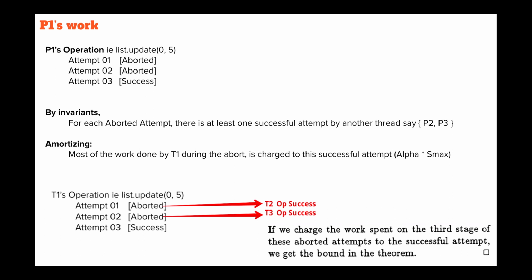So let's convert the operation into a series of attempts. Say, for example, there were 3 attempts for the operation to succeed: attempt 1 and attempt 2 aborted, and then attempt 3 succeeded. By invariant, for each aborted attempt, there is at least one successful attempt by another thread, say P2 or P3. If we are able to amortize the work done by T1 during the abort, that work is charged to the successful attempt, and that is alpha times S max.